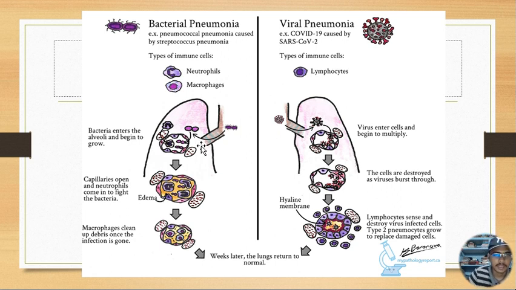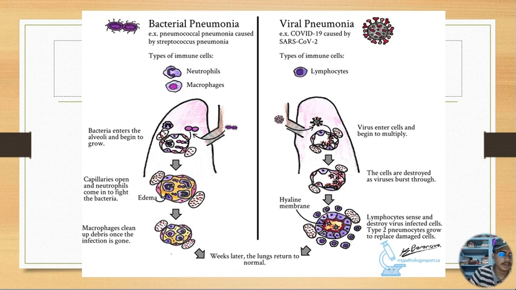So in bacterial pneumonia, the bacteria enter the alveoli and begin to grow, as we have seen in the cap, and the capillaries open and neutrophils come to fight the bacteria. We have already seen that, and there is exudate formation, which is called edema, and the macrophages clean up the debris once the infection is gone, and weeks later the lungs return to the normal state. Similarly, in viral pneumonia, the virus enters the cell and begins to multiply. The cells are destroyed as viruses burst through, and the lymphocytes sense and destroy virus-infected cells, and type 2 pneumocytes grow to replace the damaged cells. You can see there is hyaline membrane formation, and weeks later the lungs return to the normal state also.